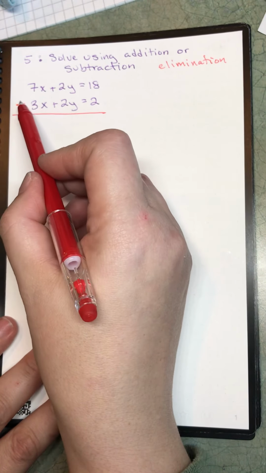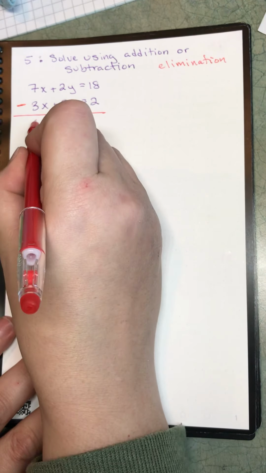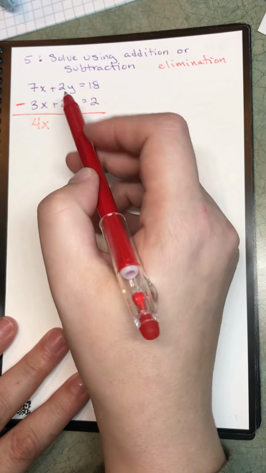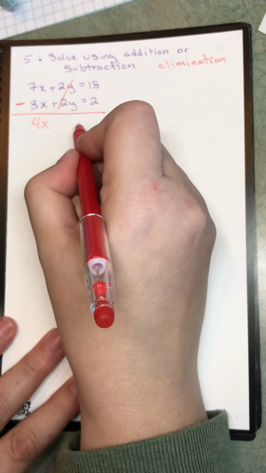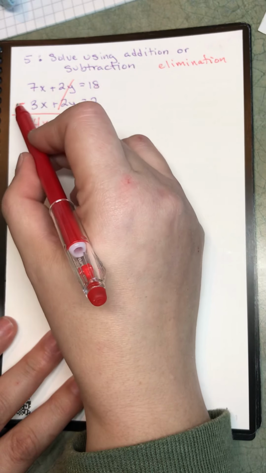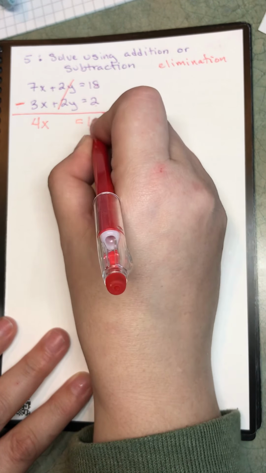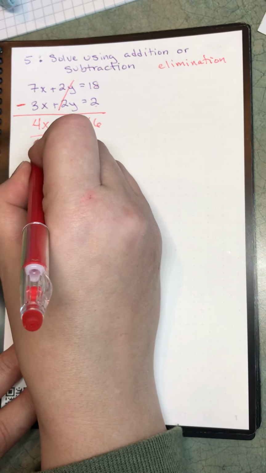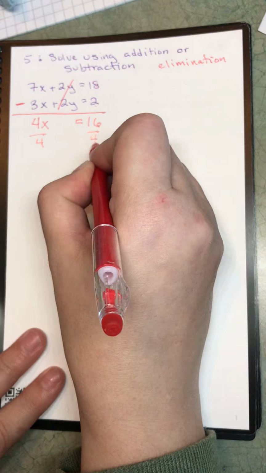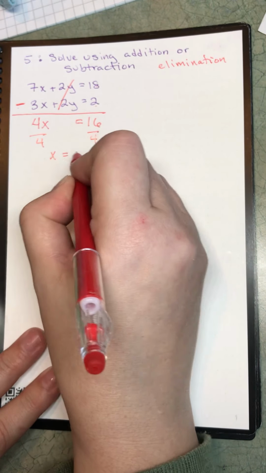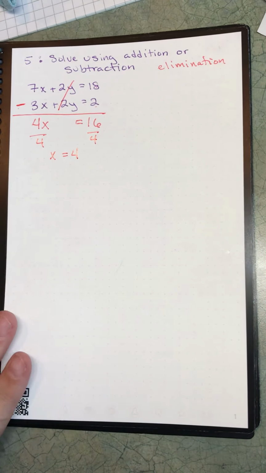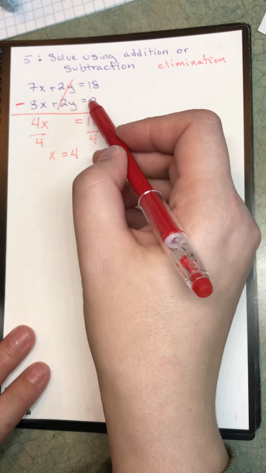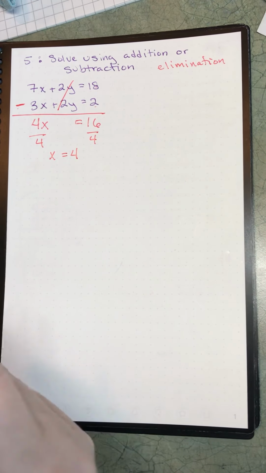So 7x minus 3x leaves me with 4x, and 2y minus 2y is 0, so that's been eliminated, equals 18 minus 2 is 16. So now I can divide by 4, and I get x equals 4. Now once I find my x value, I need to go back, substitute it into either of my original equations to find my y value.